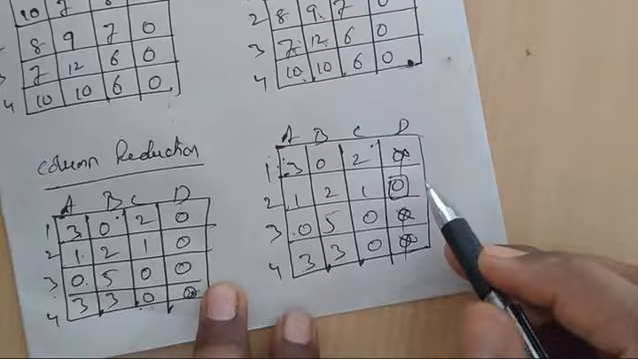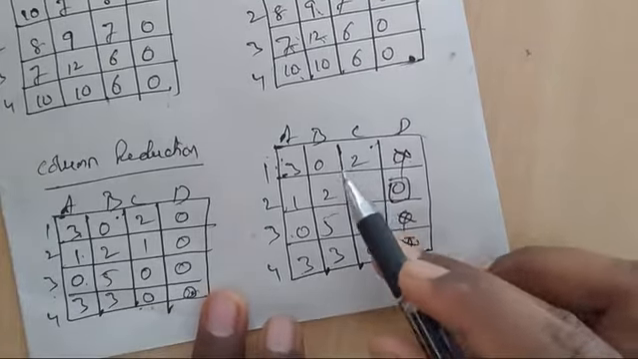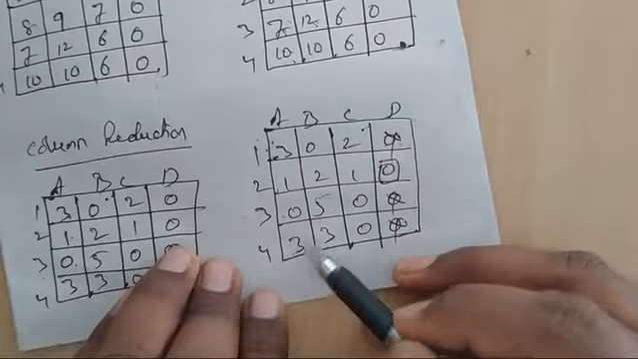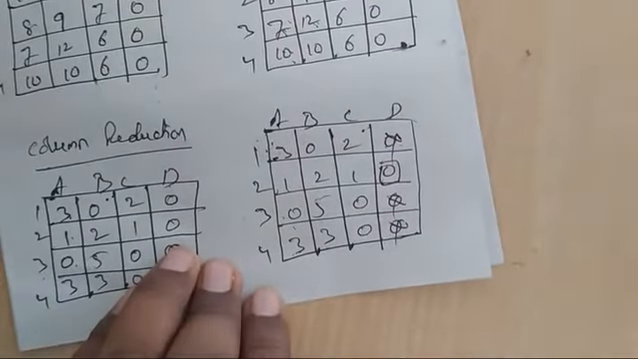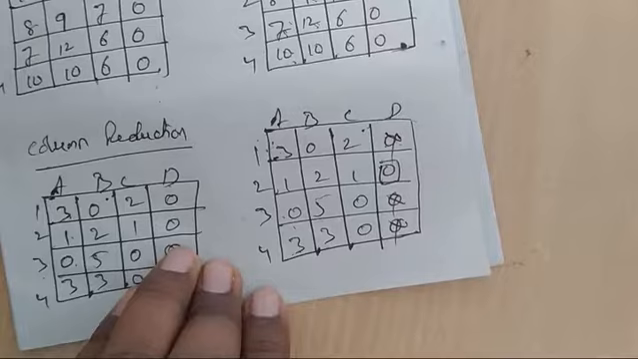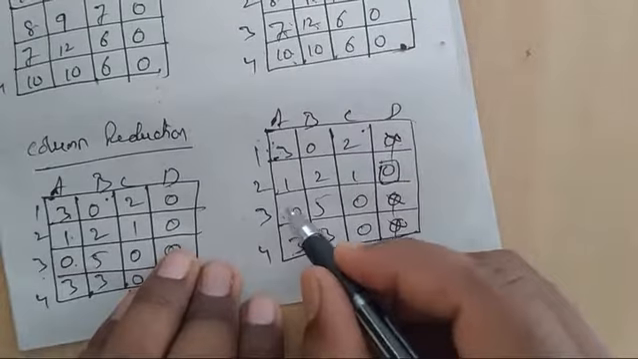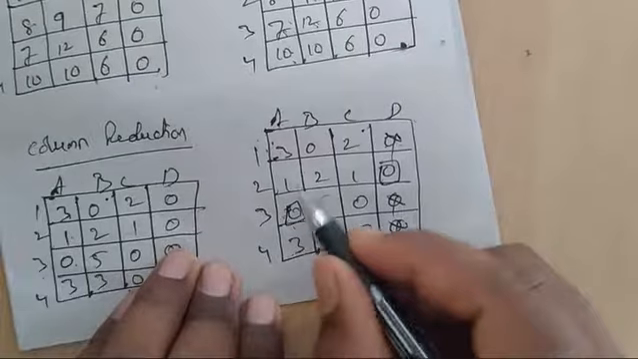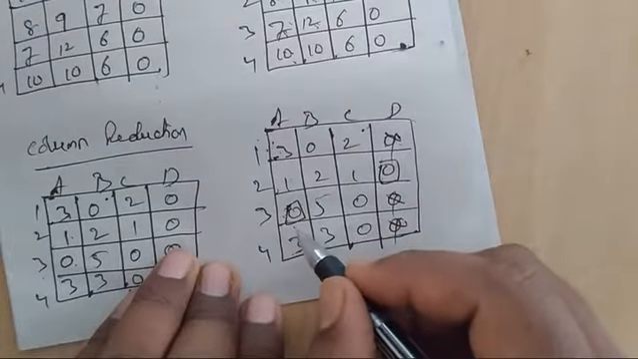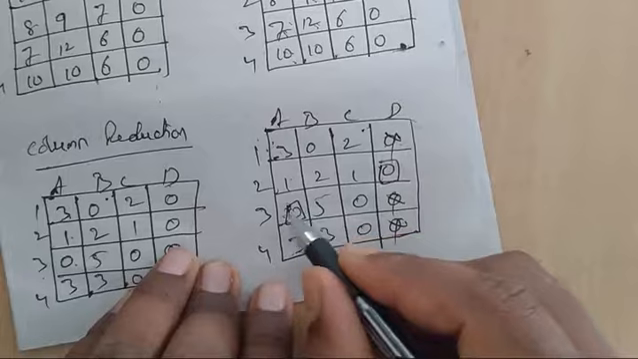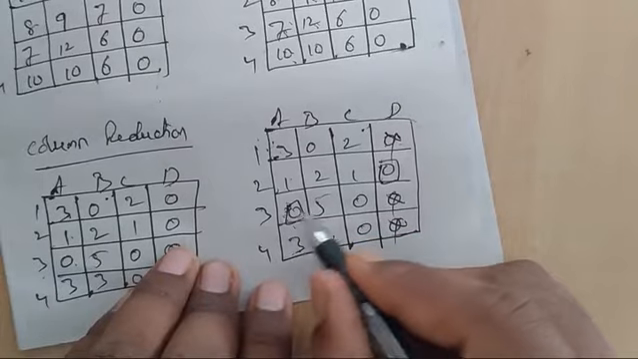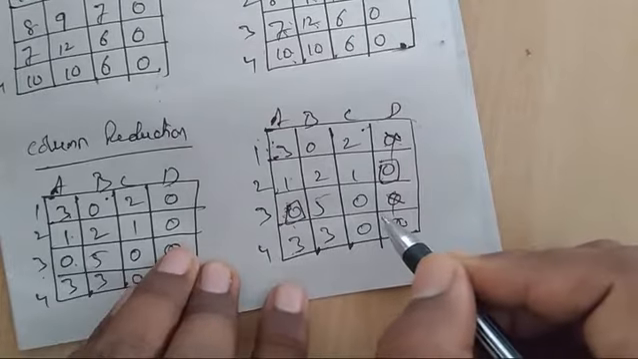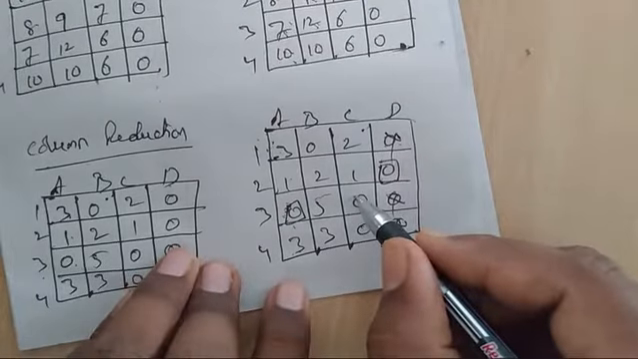Next we have to identify, column-wise, whether any zeros are available. In this one, in the first row we got a single zero, so we make the assignment there. In that particular row, if any zeros are available, we have to mark them.